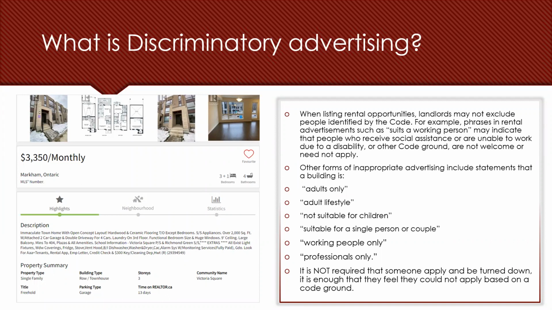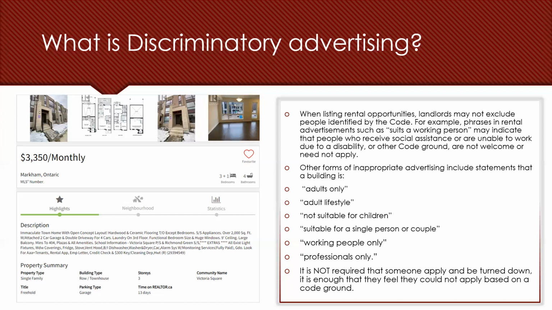Understand that with the Human Rights Tribunal, it's not required that that person actually apply for your unit and be turned down in order to file a human rights complaint against you. They only need to be able to prove that your rental advertisement was worded in such a way that they felt they were not able to apply based on the fact that they were protected under a code ground.